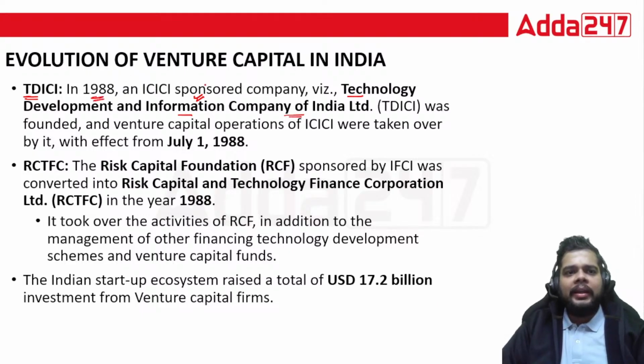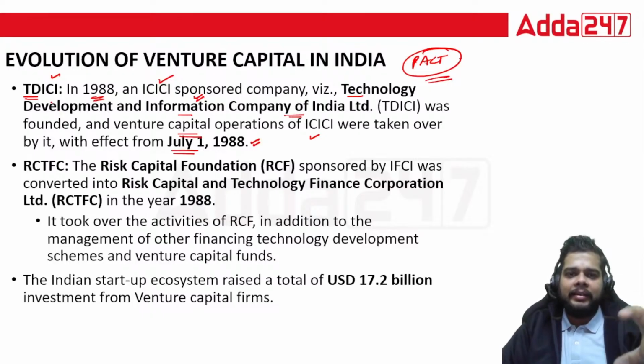So in 1988, the ICICI sponsored company, that is TDICI, was founded, and the venture capital operations of ICICI were taken over by it with effect from 1st July 1988. Okay, so earlier we have seen ICICI is there in PACT also, and the second venture is TDICI. So you must remember whether ICICI is a partner, or for that matter whether it has a sponsored company as TDICI or not, or whether PACT is a venture started off by ICICI and the US AID or not.